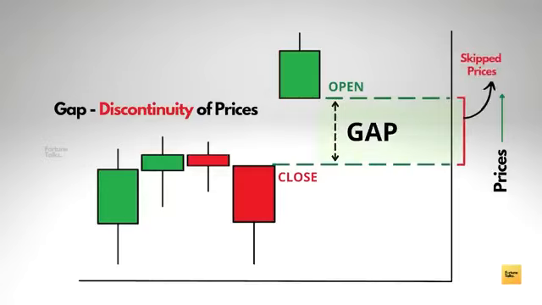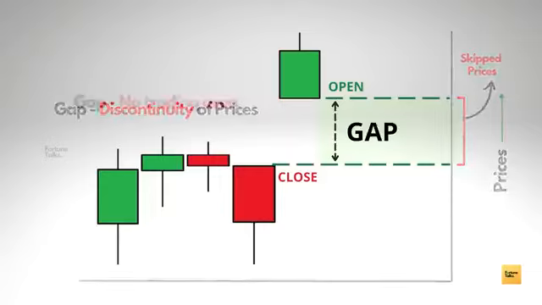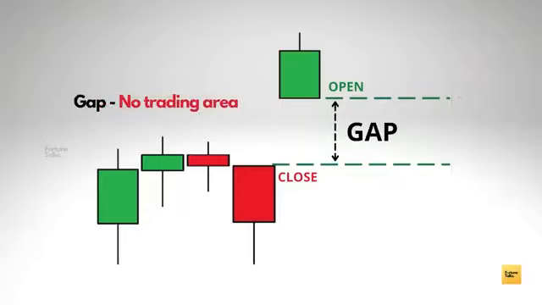A gap occurs when the prices skip between two trading periods, that is, skipping over certain prices, and so it creates a void on the price chart. Or simply, these are areas on the chart where no trading activity has taken place.